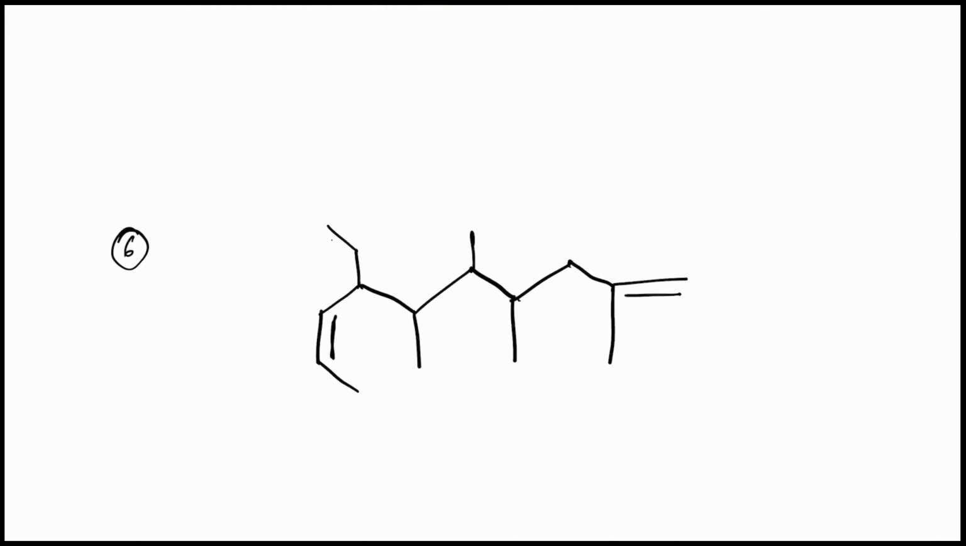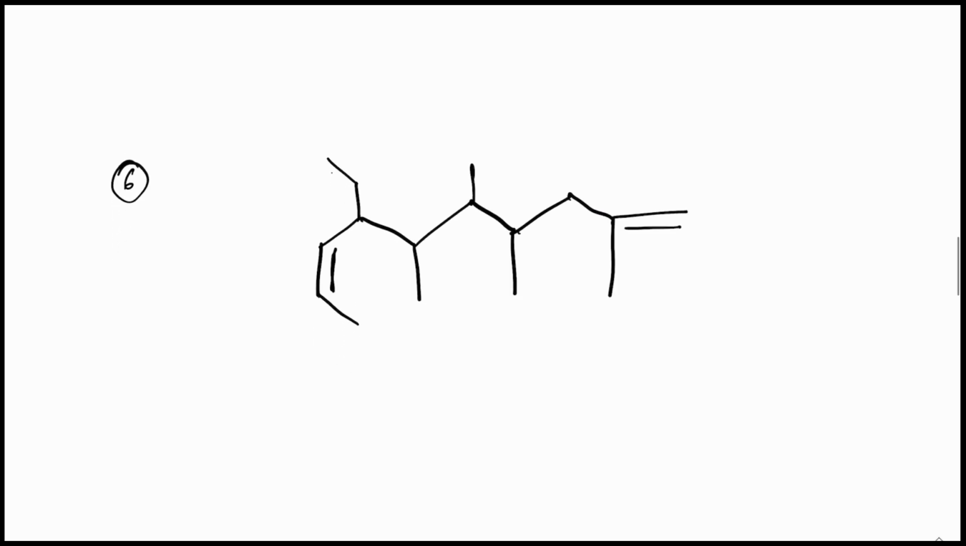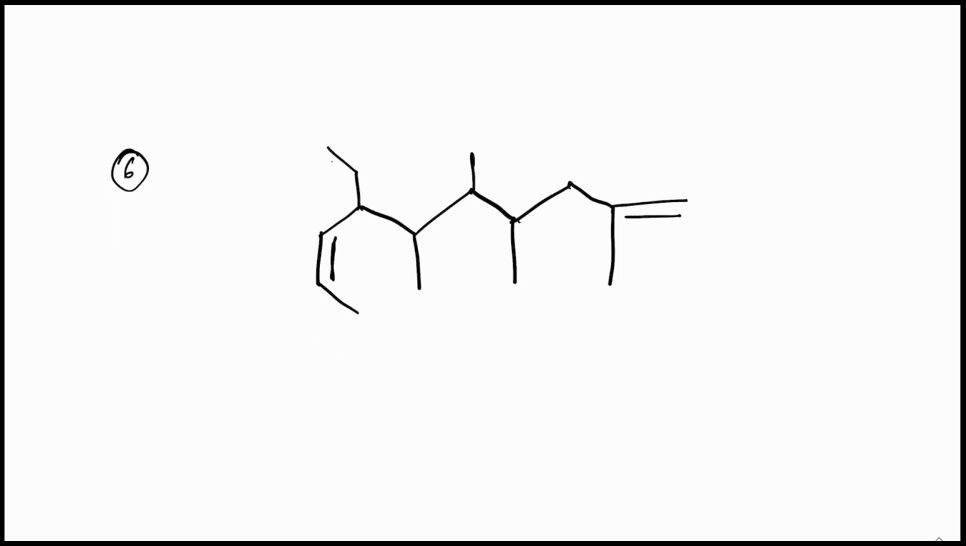Okay, another bond line diagram. Can you write the name of this compound? Pause the video and try it. Let's first identify all the carbon atoms. So we have a carbon atom here, then a carbon atom here, third carbon atom, 4, 5, 6, 7, 8, 9, 10. There is one carbon atom here, another carbon atom here, another carbon atom here, one carbon atom here, one carbon atom here, and one carbon atom here.